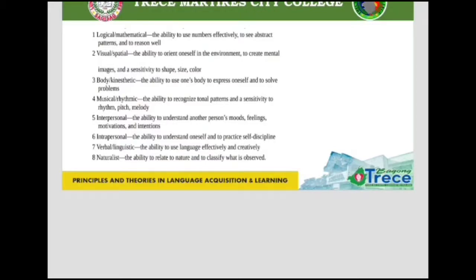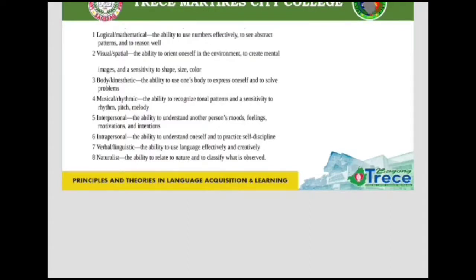While intrapersonal, the ability to understand oneself and to practice self-discipline. So, ito naman, focus sa sarili niya. Mas more siya sa mas aware siya sa feelings niya, sa feelings niya sa sarili niya, at mas priority niya yung planning with himself or herself and managing his or her life. 7. Verbal or linguistic, the ability to use language effectively and creatively. So, dito naman nakakapagpahayag siya ng information at nakakapaglahad siya ng thoughts or iba pa mang uri ng kaisipan. At yung mga tao na may ganitong skills ay considered good at memorizing information.